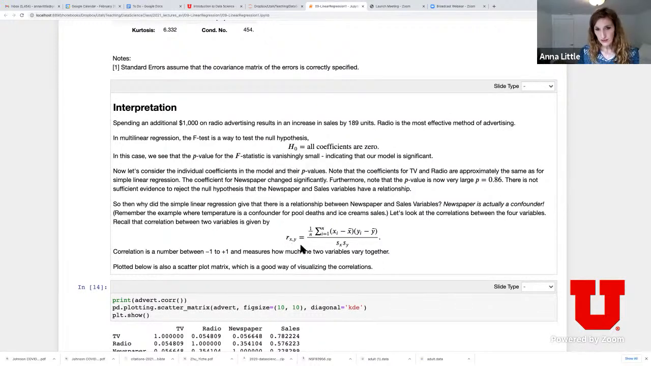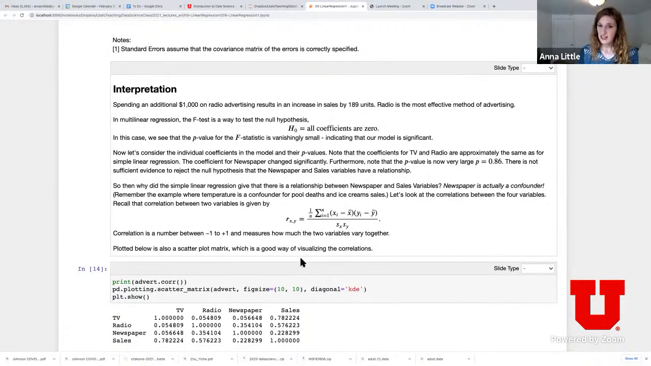So recall that we defined the linear correlation coefficient between two variables x and y in this way, and it's always between -1 and 1, and it measures how much the two variables tend to vary together.